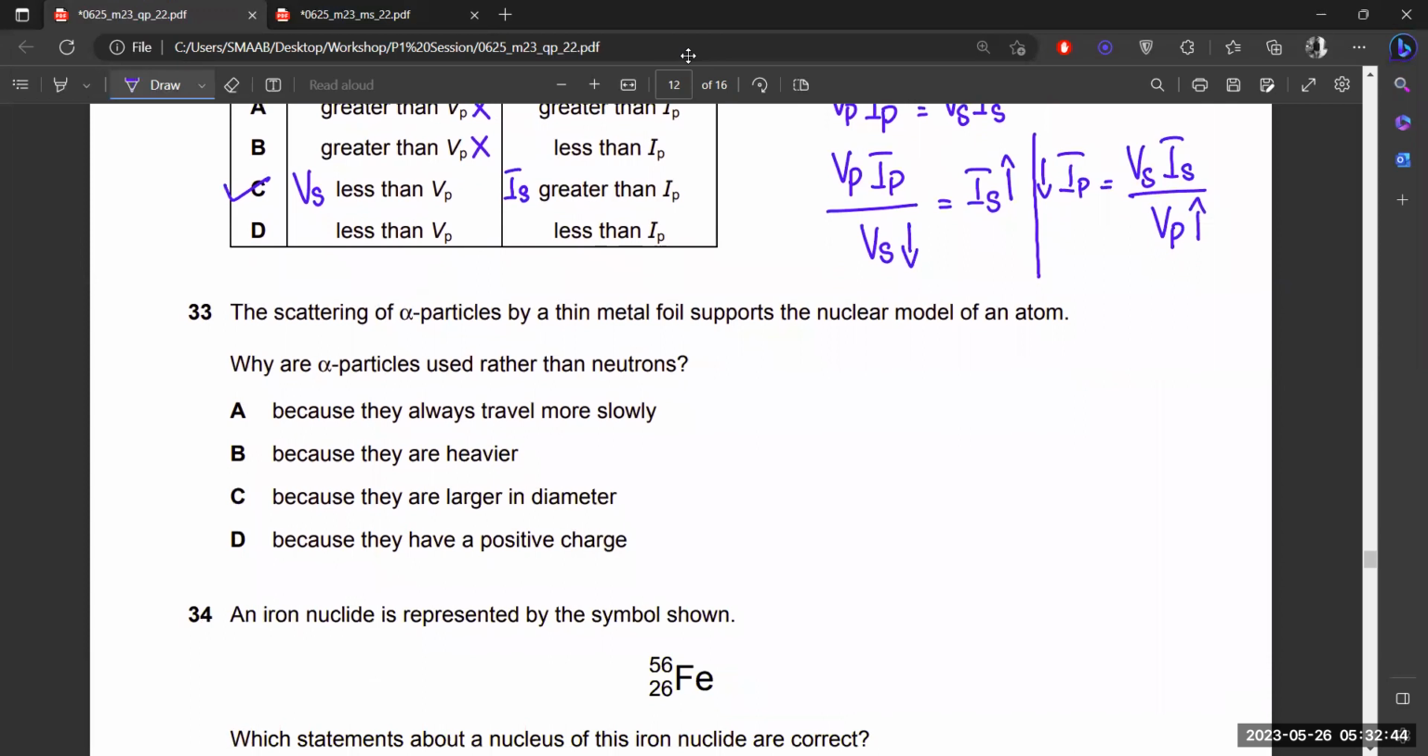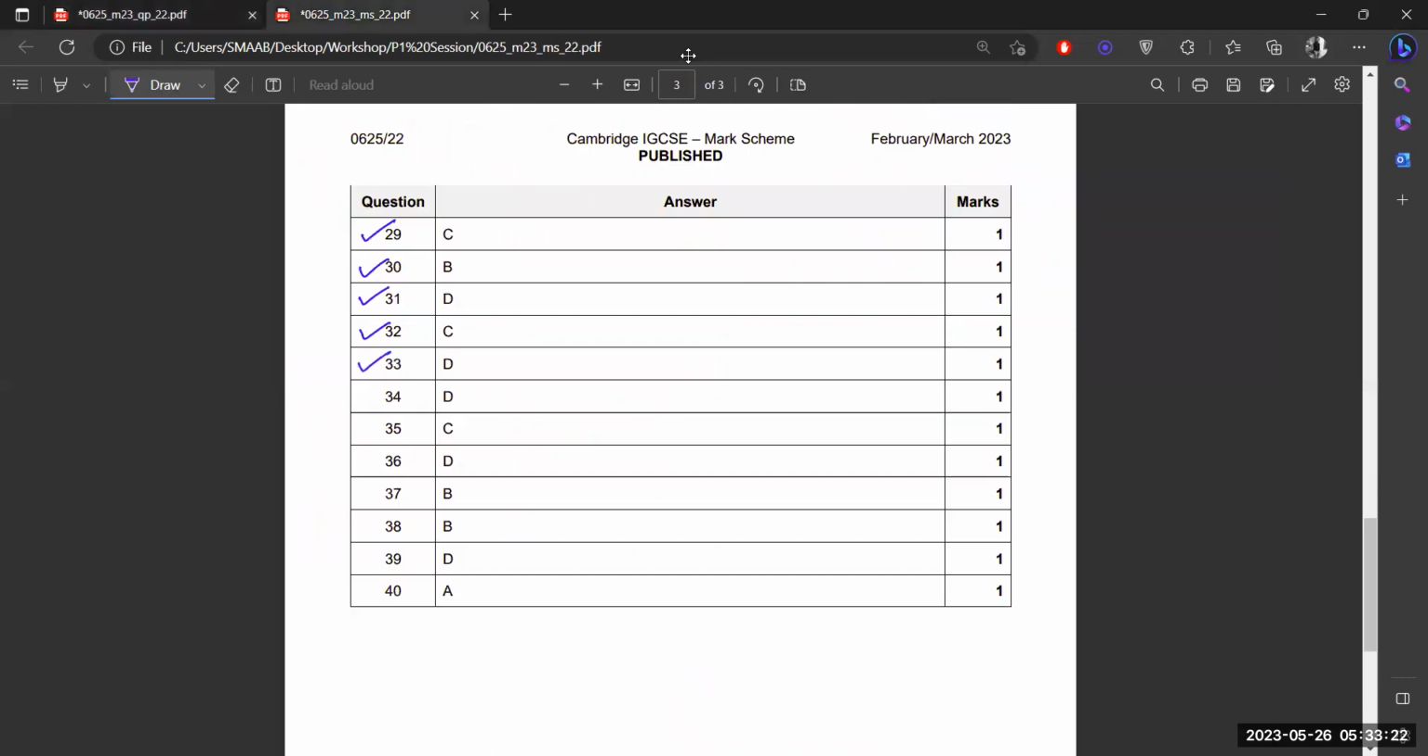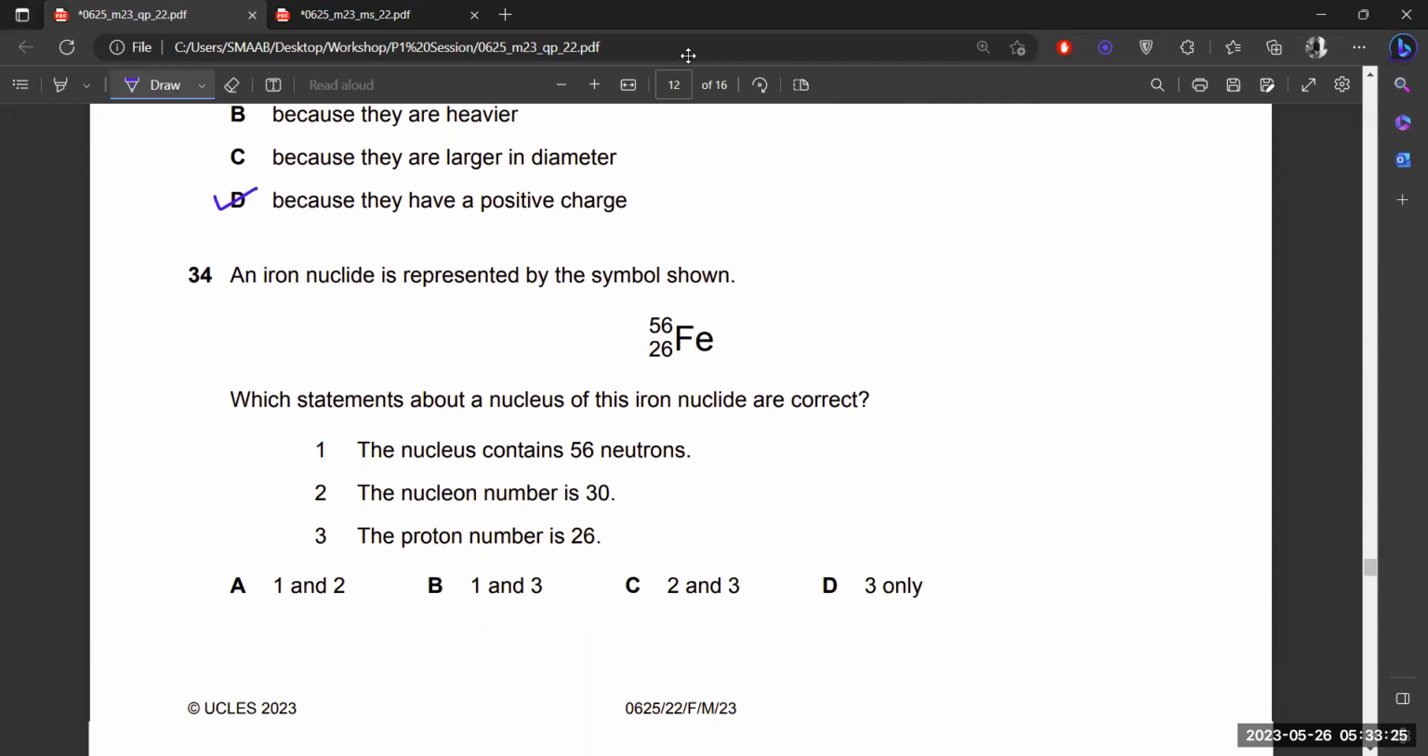The scattering of alpha particles by a thin metal foil supports the nuclear model of an atom. We know that, Rutherford atomic model. Why are alpha particles used rather than neutrons? So we know that alpha particles are positively charged and the central part of the nucleus is positively charged. So if alpha is scattered, that is the evidence that the nucleus is positively charged. So alpha is used because they have a positive charge. D is the right option. Question 33, nice.